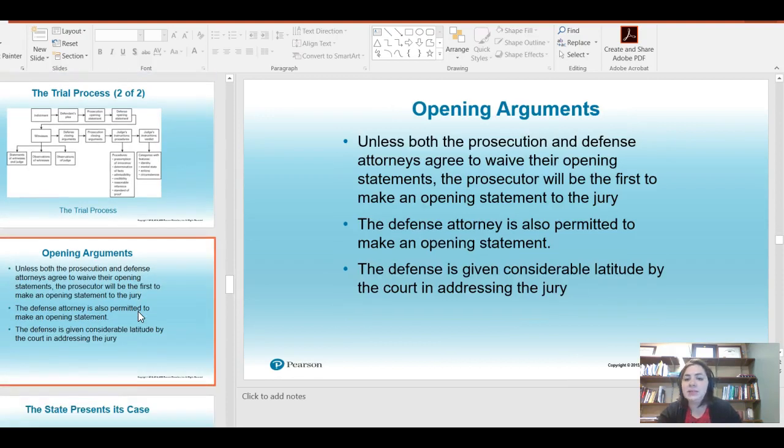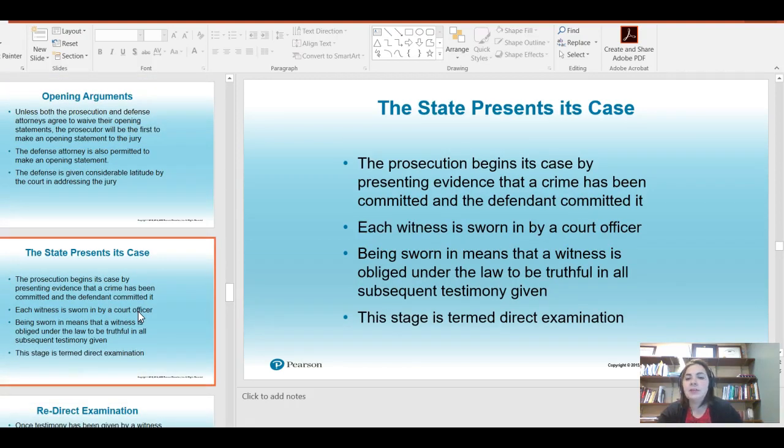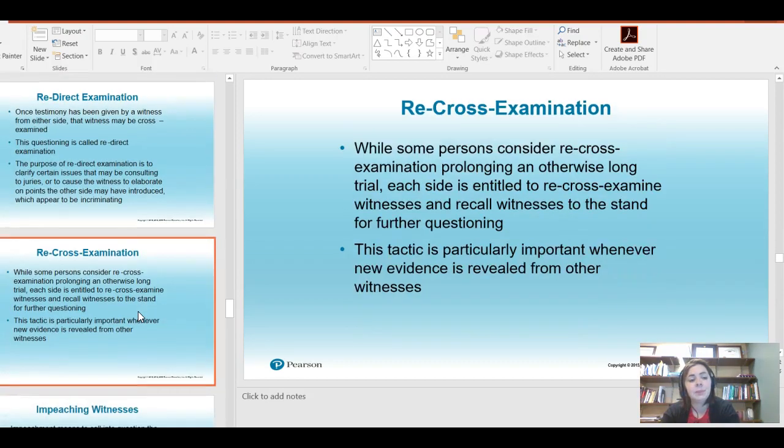It begins with opening statements. The prosecutor goes first, and the defense attorney goes second. Then the state presents its case. They will present witnesses. They will then direct examine all of their witnesses. The defense will have the right to cross-examine all witnesses and try to diminish culpability or responsiveness for the witness.